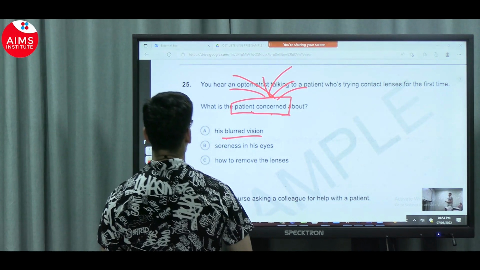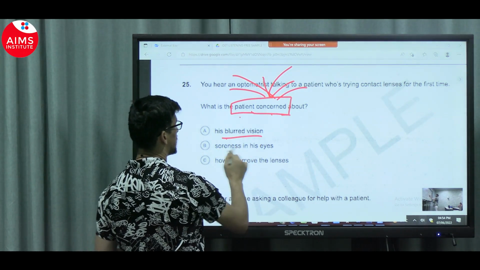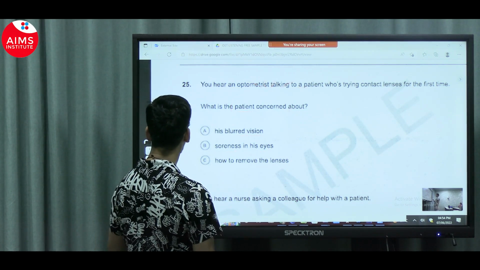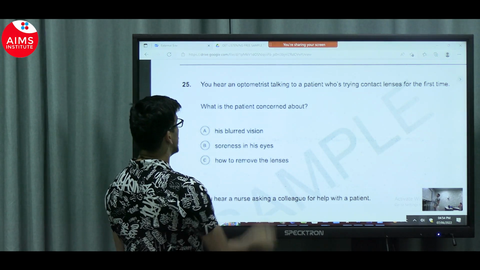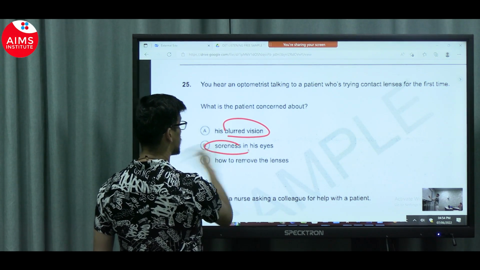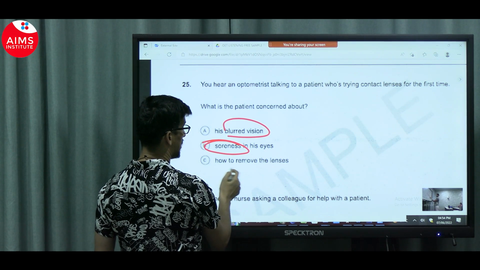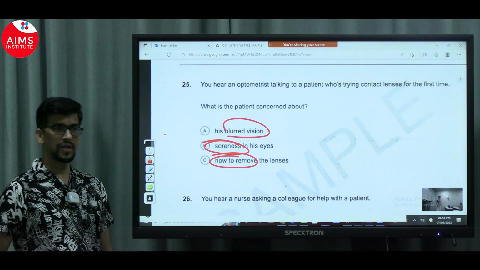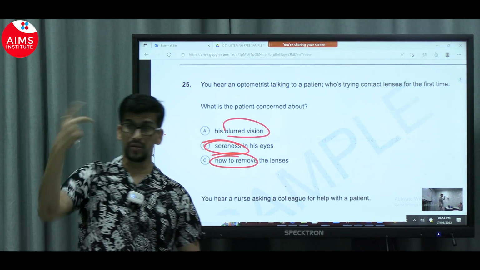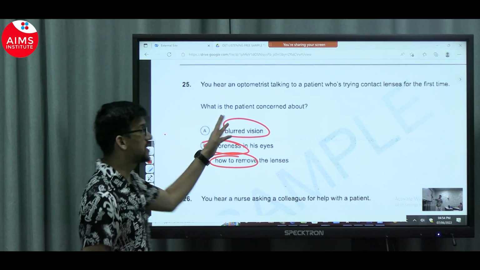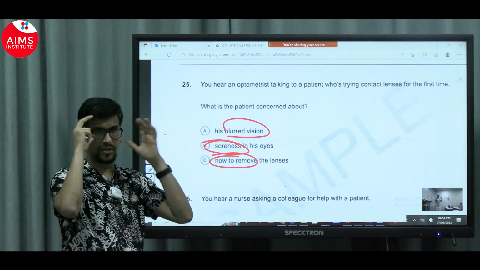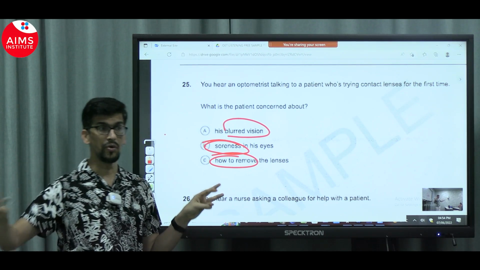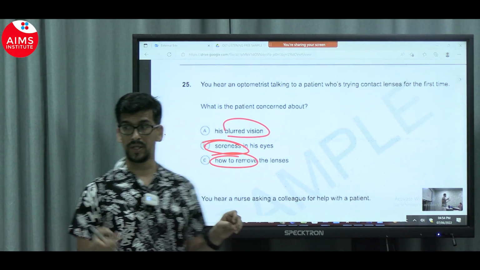Soreness in his eyes. What the patient is concerned about, soreness in his eyes. How to remove the lenses. Now, blurred vision, soreness, and how to remove. These are the three ideas that you have to take into your imagination. You have to convert this into your own ideas. Blurred vision, you know what is blurred vision. He will not be able to see, and he is concerned about that.